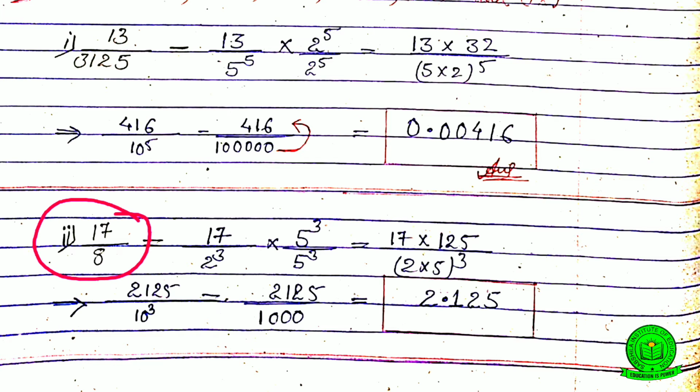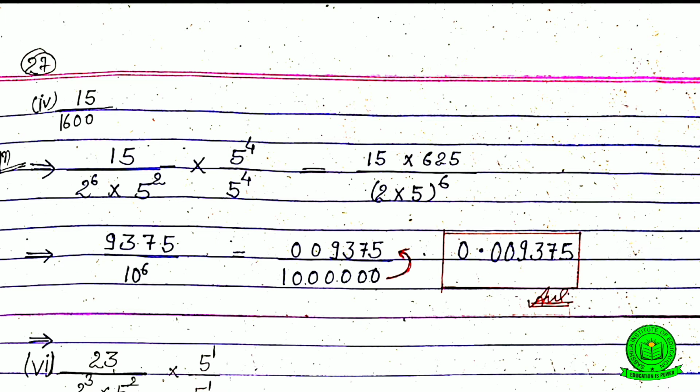Here is 17 by 2 to the power 3. Here is 2 to the power 3, that means we have to multiply by 5 to the power 3. Okay, so after solving you will get 2.125 as the answer.